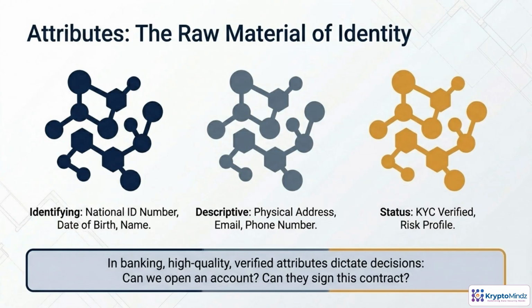Attributes are the individual data points that describe a person in digital form. Some tell us who you are, like your name or national ID. Others describe how to reach you, like email or address. Status attributes express decisions about you, such as KYC completed or risk level. In banking, these verified attributes drive critical decisions and approvals.